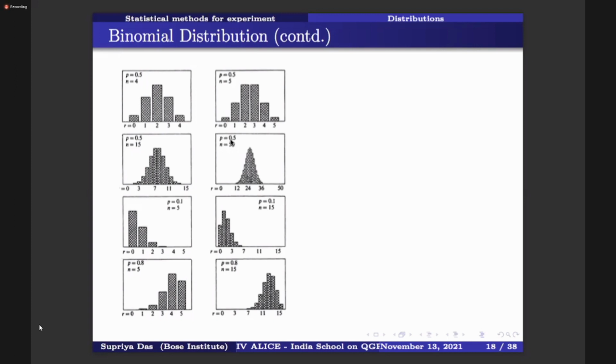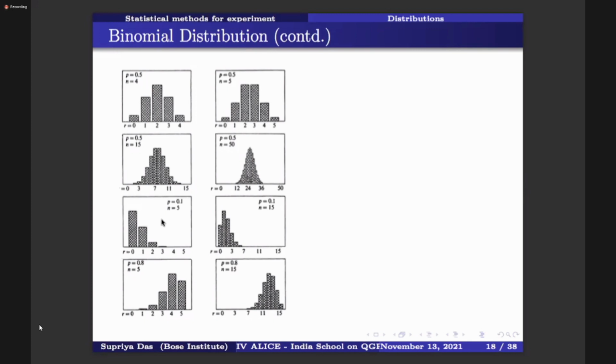You see, the probability of success is 0.5, but n is equal to 50. Here n is equal to 4, here it is 5, here it is 15, here it is 5 again, 15 again, 5 again, 15 again. But this is 50. That means the n is very large compared to the others. So as n goes to very large, the distribution has a very distinct shape compared to the other distributions.